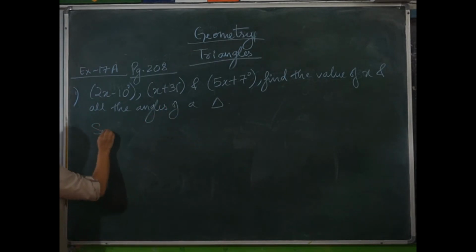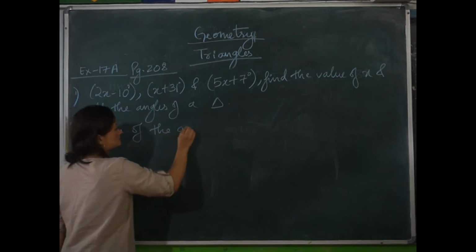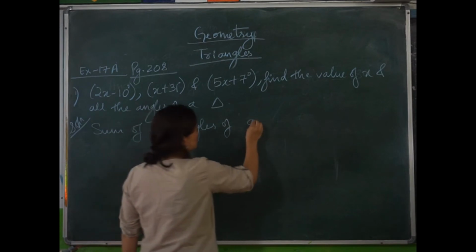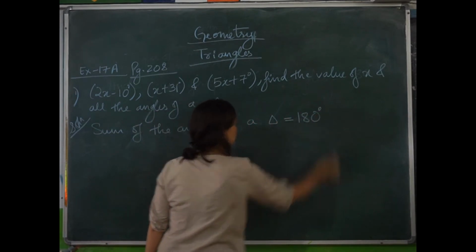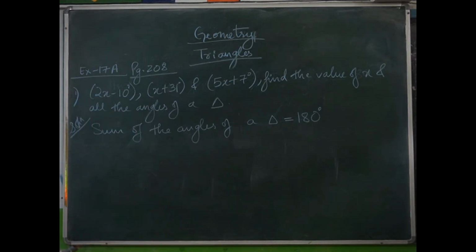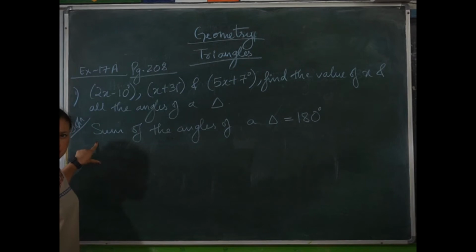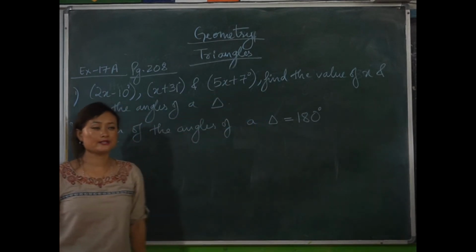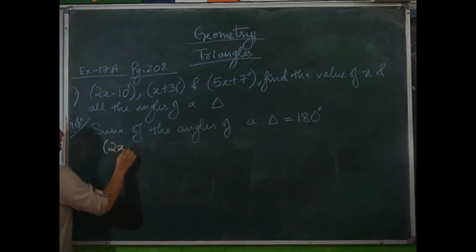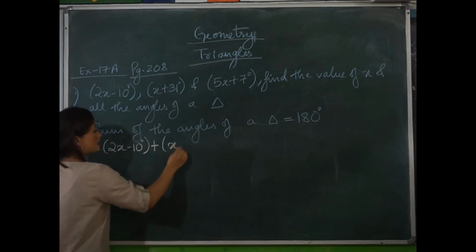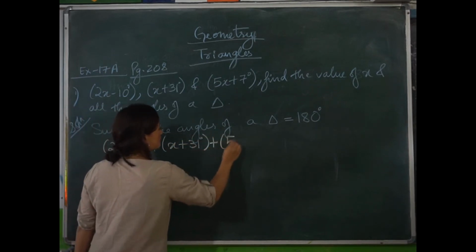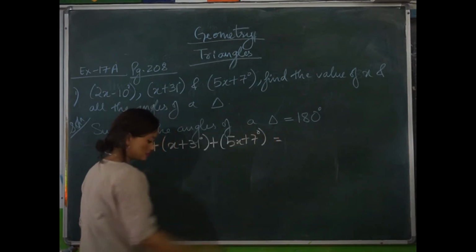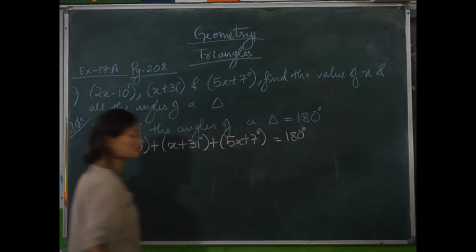So what are we going to do? This is your solution. The sum of the angles of a triangle is equal to 180 degree. That we have just discussed, isn't it? Now, what does sum mean? Sum means addition. The addition of these three angles should equal 180 degree, which means 2x minus 10 degree plus x plus 31 degree plus 5x plus 7 degree should be equal to 180 degree because they are the angles of a triangle.